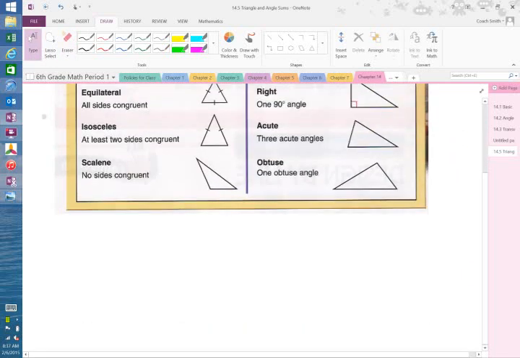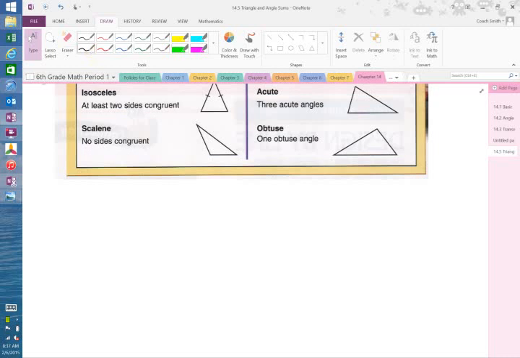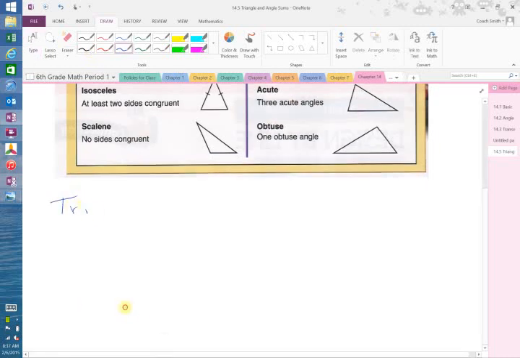All right, so we've got those copied down. All right, 14.5, triangles and angle sums. Now, a couple of things we need to know. First of all, we need to know triangles. We've listed the different types of triangles in our little box there, and you put those in your notes.